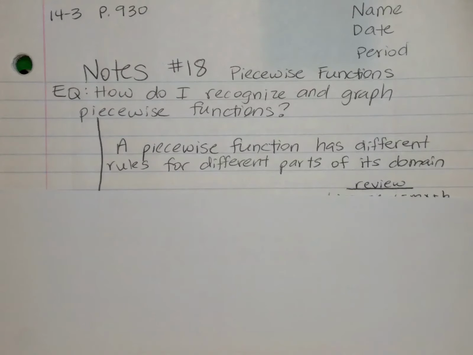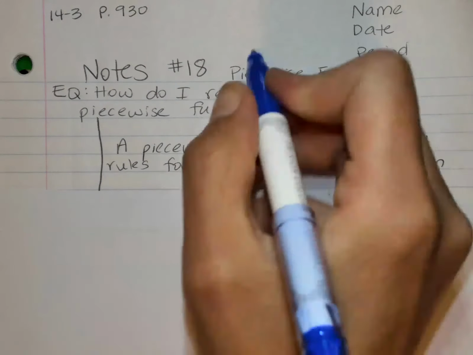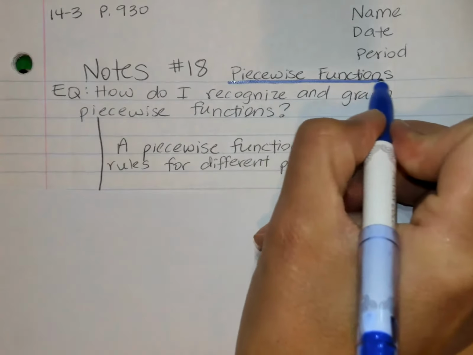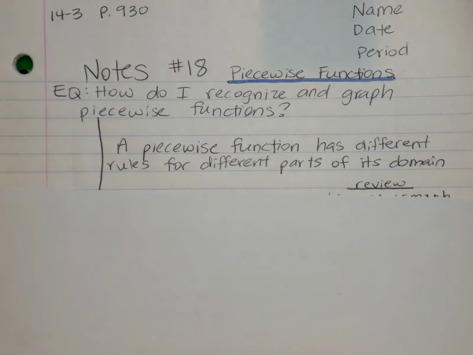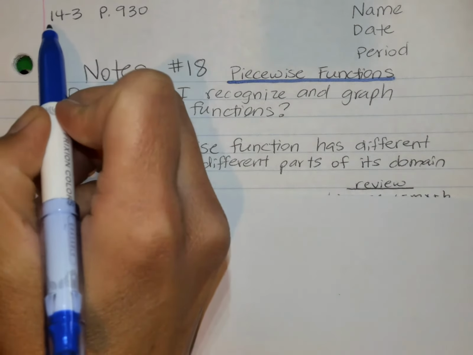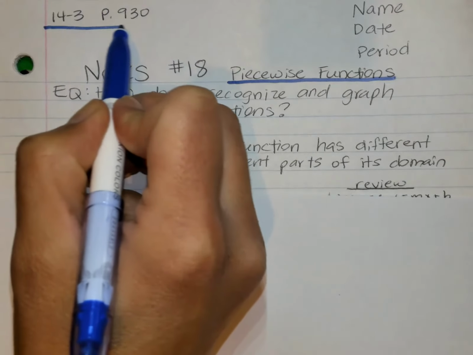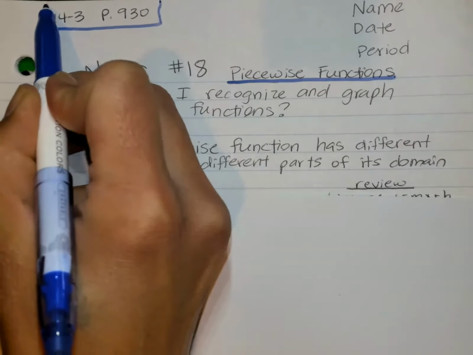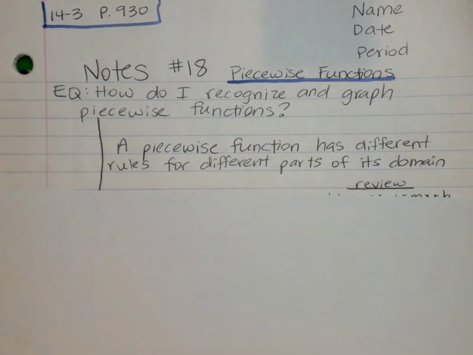These are notes 18. We are learning about piecewise functions, something different. This is section 14-3 in your book, which is one of the only sections we'll do in that chapter, so it's kind of just like on its own. Page 930, I recommend that you look in your book. I will be showing it as part of the notes. So make sure you've got your name, date, period.